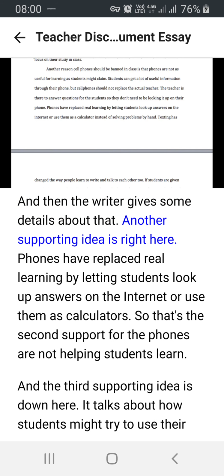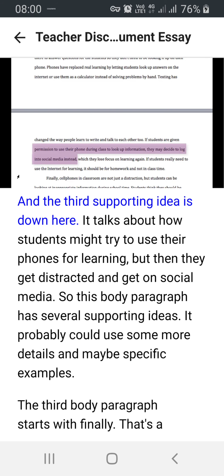Another supporting idea is right here. Phones have replaced real learning by letting students look up answers on the internet or use them as calculators. So that's the second support for the phones are not helping students learn. And the third supporting idea is down here. It talks about how students might try to use their phones for learning, but then they get distracted and get on social media. So this body paragraph has several supporting ideas. It probably could use some more details and maybe specific examples.